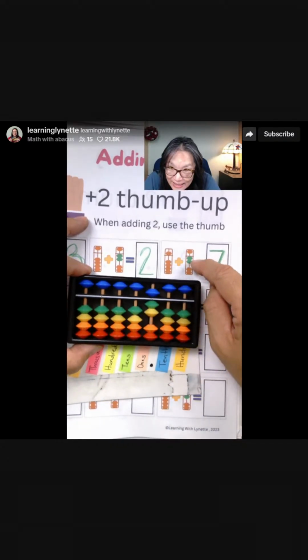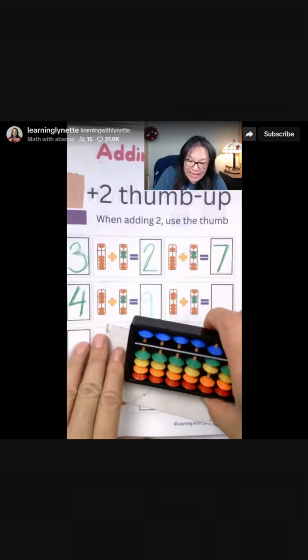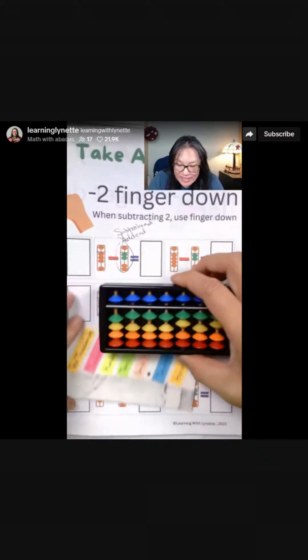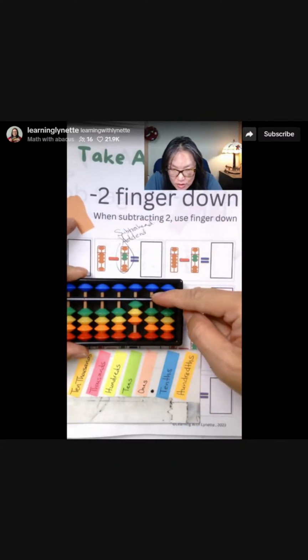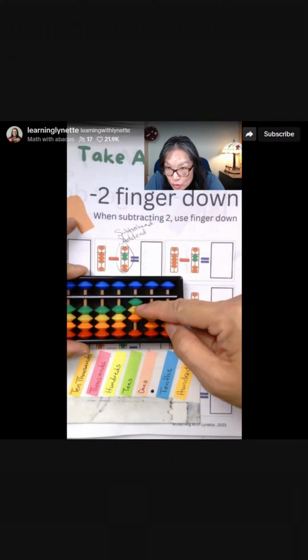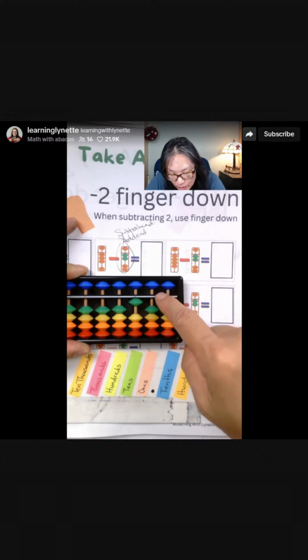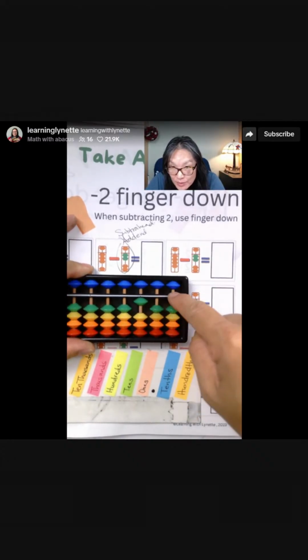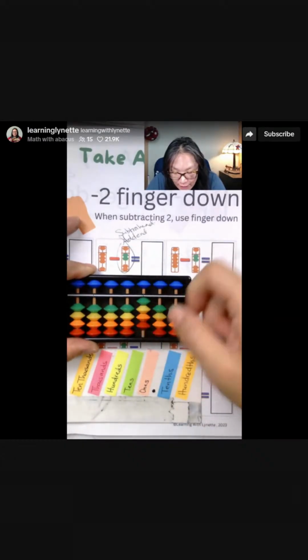Can I do it? So when we take away, we want to go to the horizontal bar. When we're adding, we go toward the horizontal bar; when we subtract, we go away from the horizontal bar. The horizontal bar is the reckoning bar. This is the bar that counts. So if I have 4, I want to take away 2. I move it away from the horizontal bar.